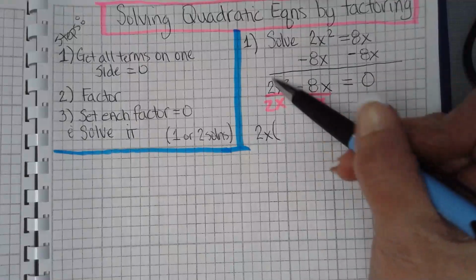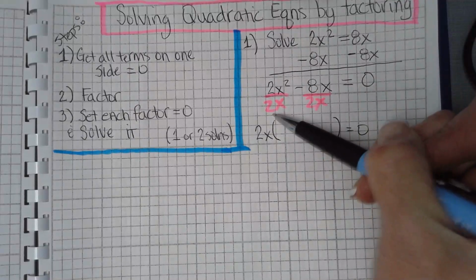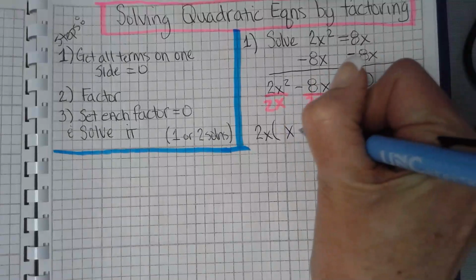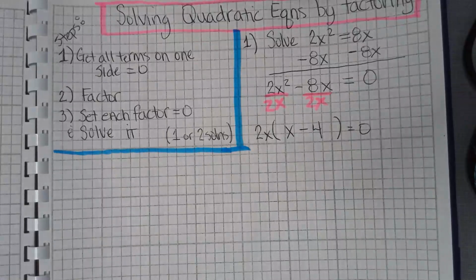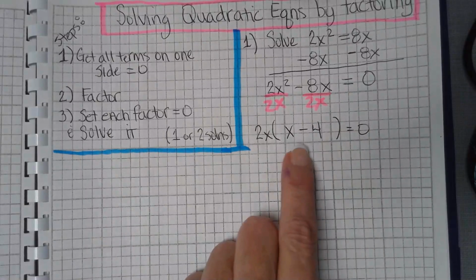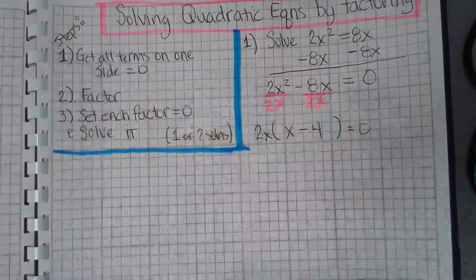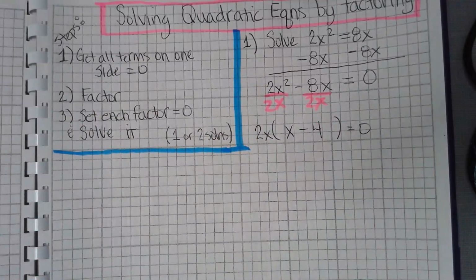Okay, almost. The 2's cancel. I get x minus 4. Okay? So it's now factored. I can't factor again, y'all. That's an x to the first power. I'm done. Okay, so now what does step number 3 say?